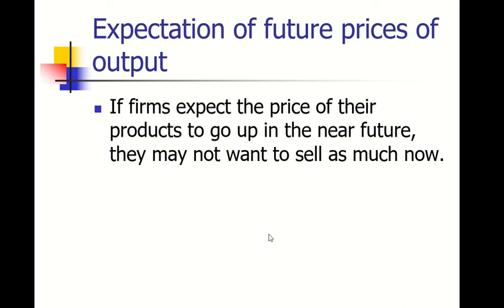The next determinant of supply is the expectations. It is the expectations of future prices of the output. If the firms expect the price of the products to go up in the near future, they may not want to sell as much now. Does that make sense? So imagine yourself as the owner of a gas station.